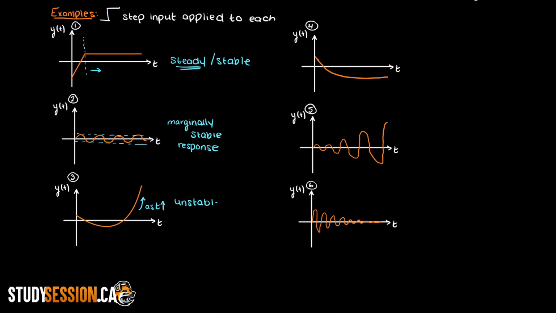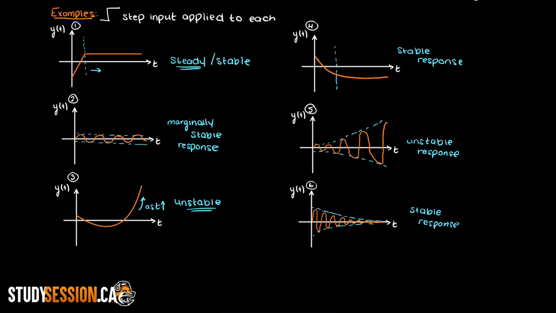signal. Our fourth system reaches steady state and is therefore steady. Number 5 is clearly growing with time and does not appear to be coming to a steady value. This means that the output is unbounded and will continue to grow. This makes it an unstable response. Lastly, we have another oscillating response. However, this time it is clear that the output is becoming more concentrated and steady with time. Therefore, this is a steady system.